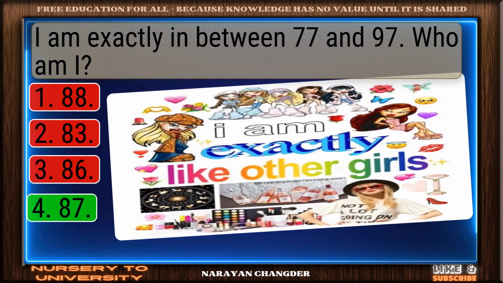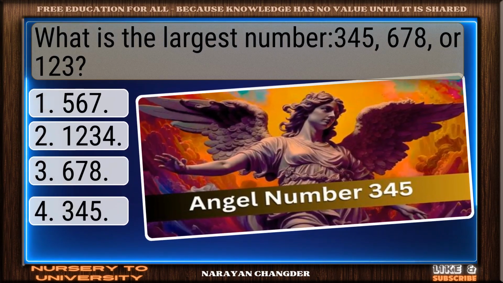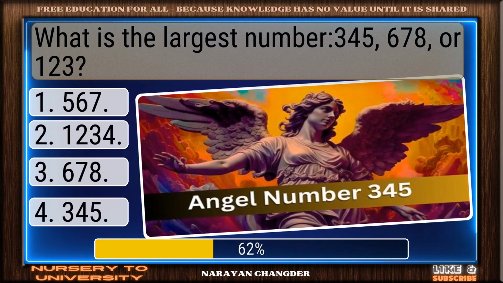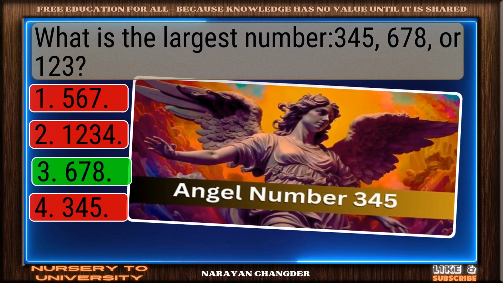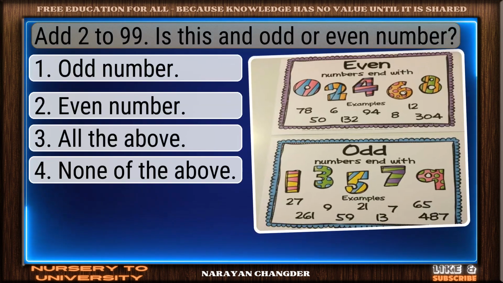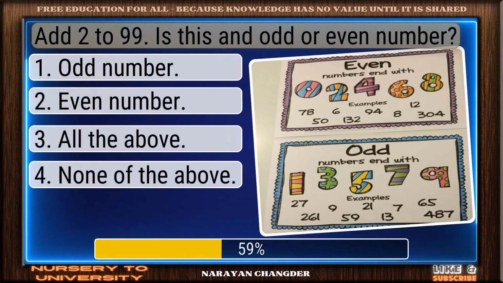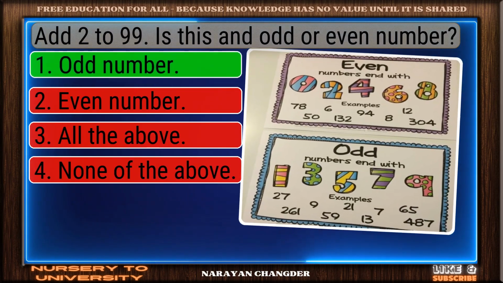You chose 87. And it is correct. What is the largest number of 345, 678, or 23? Good job. Your answer 678 works well here. Add 2 to 99. Is this an odd or even number? Smart pick. Odd number is the correct choice.